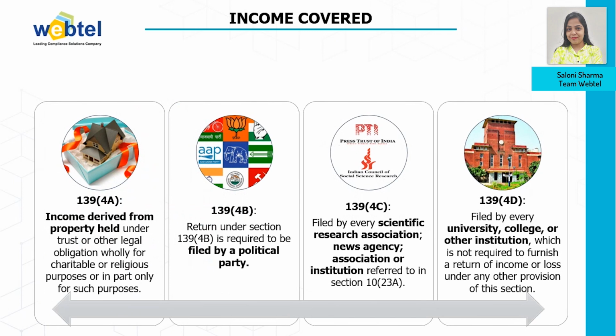And 139(4)B is related to the political parties. 139(4)C is related to the scientific research associations, news agencies or institutions that are referred under section 10(23A). And 139(4)D is related to universities, colleges or other institutions which is not required to furnish a return of income or loss under any other provisions of this section. So these are the sections under which ITR-7 is required to be filed as per the criteria.